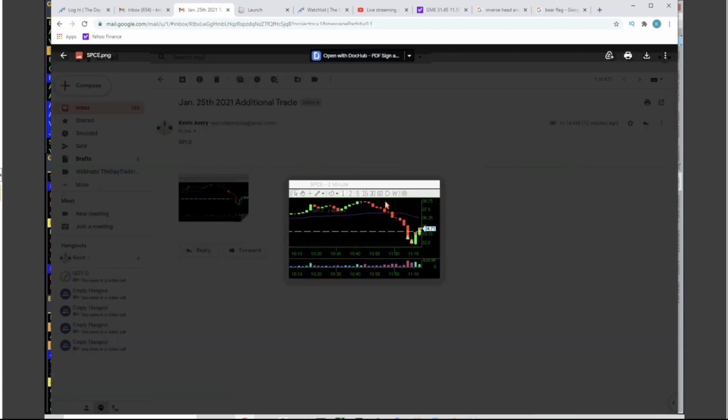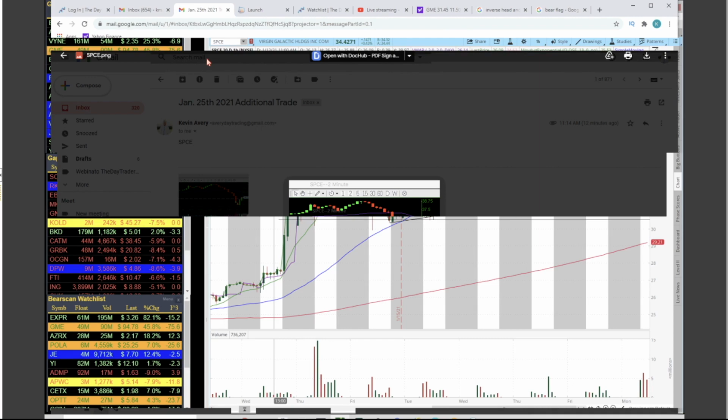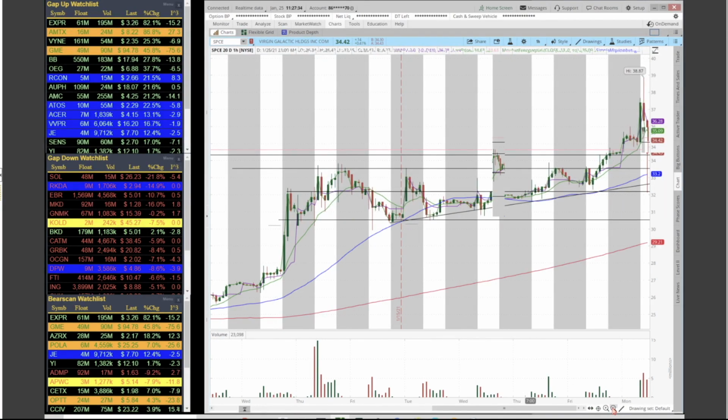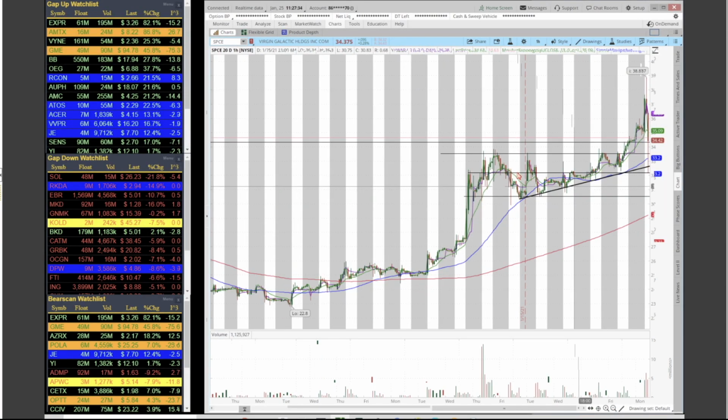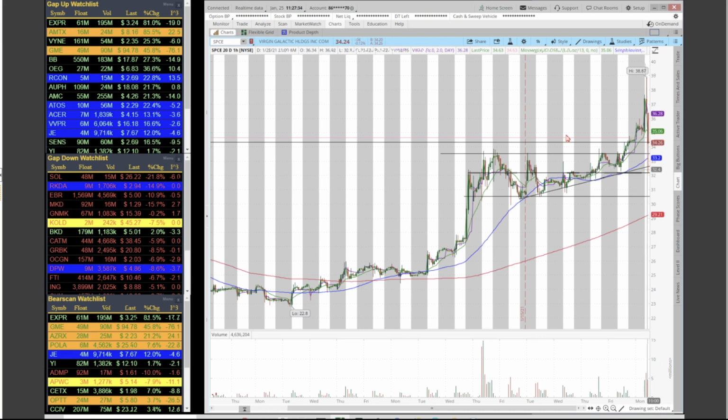SPCE, here's the chart on that one. As it was panicking on off, I started scooping it up against 32. 32 is what I put down in the alert box. That was the area support I was looking at. Ended up taking profits along the way on SPCE. Here's the chart, SPCE. We have 32 support. Got these support lines drawn out as I've been watching these for the last few weeks here. Tapped it perfectly. Right back up through.